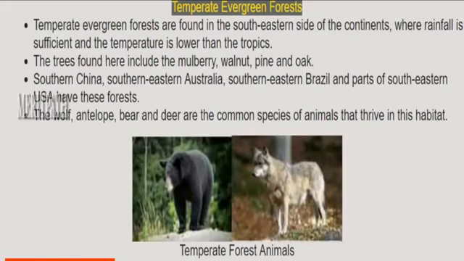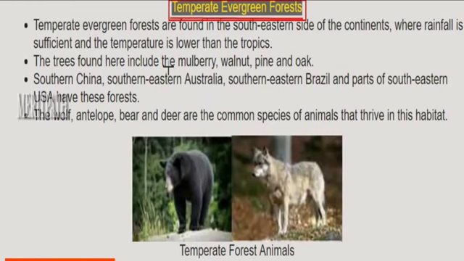Our chapter is Natural Vegetation and Wildlife. So now, what is meant by temperate evergreen forest? Temperate means the region between the Tropic of Cancer, Arctic Circle and Tropic of Capricorn and Antarctic Circle. It is the region where moderate and sufficient rainfall is received by the trees, lower than the tropics.